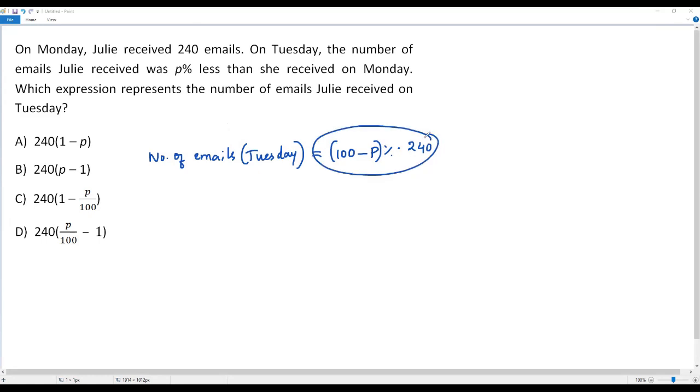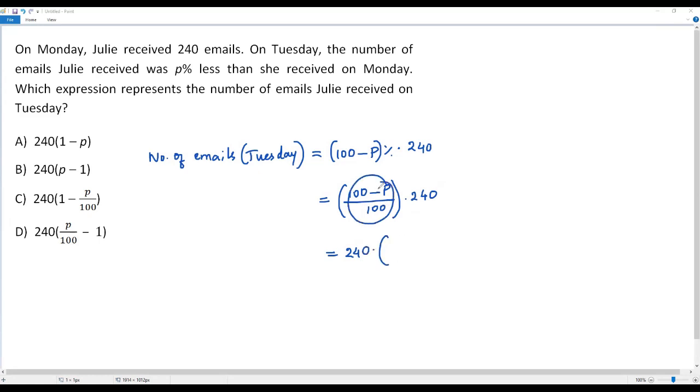Let's do some simplification over here. Since this is a percentage, it can be written as a fraction with the denominator 100. Then we have (100 negative P) divided by 100 times 240. Okay, now we can write this 240 in front of everything. 240 times. Now let's consider this fraction.